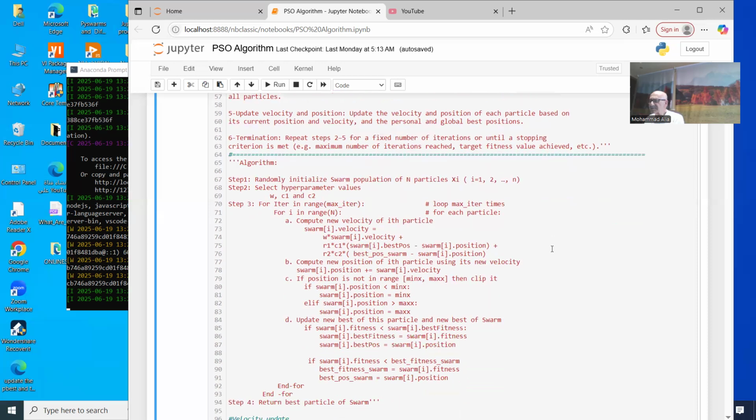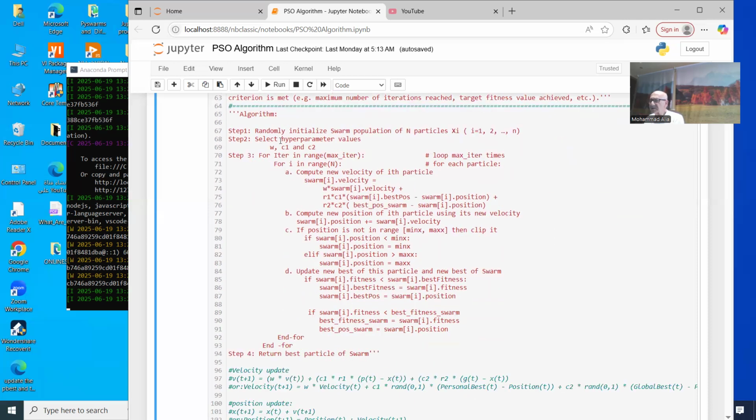Let us consider this and how it works in a logical form. So, step number one: randomly initiate the swarm population of n particles. The number of particles is equal to n. Each particle has a position xi, where i is the index which refers to the number of the particle, from i equal 1 to n, which is the number of particles.